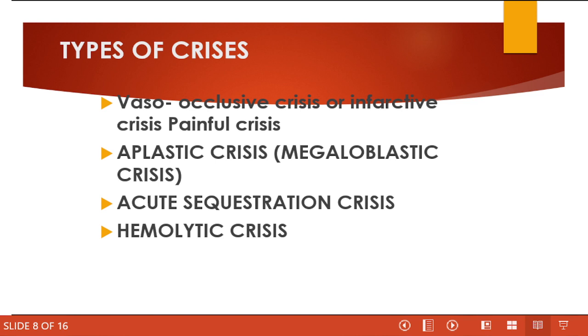Also, acute sequestration. Acute sequestration is a type of crisis that occurs when there's pooling of blood in the spleen. So the spleen begins to withhold blood from circulation, and this reduces the volume of blood. It causes hypotension and it leads to a crisis. Lastly, hemolytic crisis. This is a type of crisis that comes as a result of increased rate of destruction of red blood cells by the spleen, hence leading to a reduction in oxygen carrying capacity, causing a crisis.